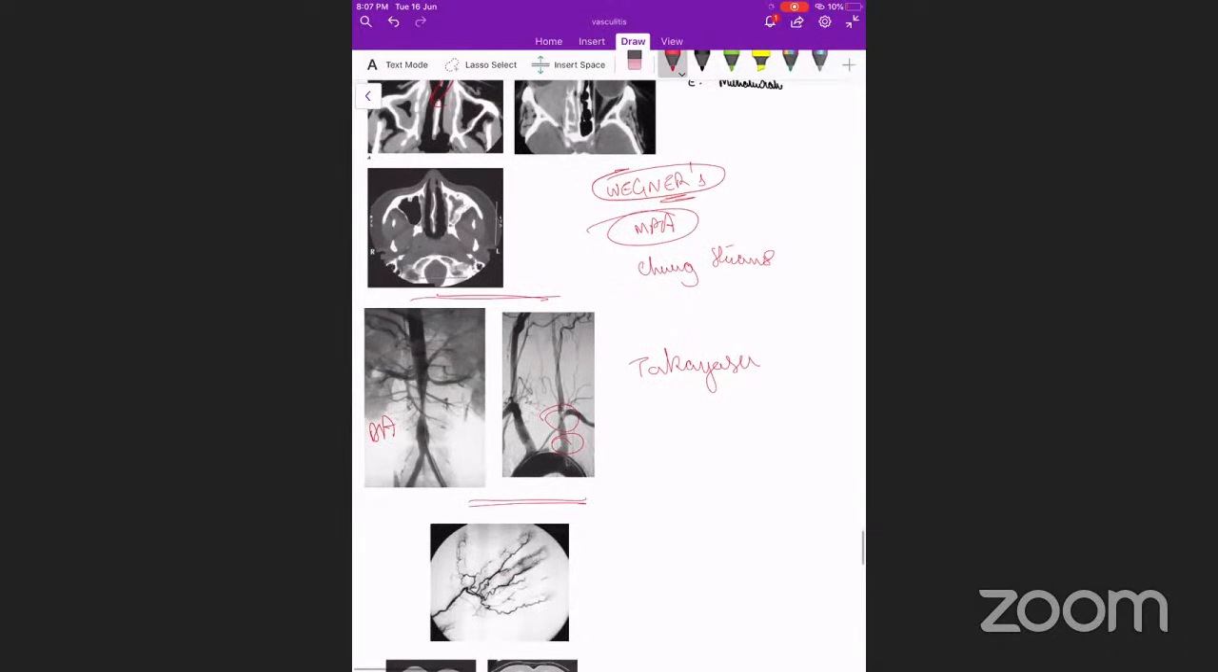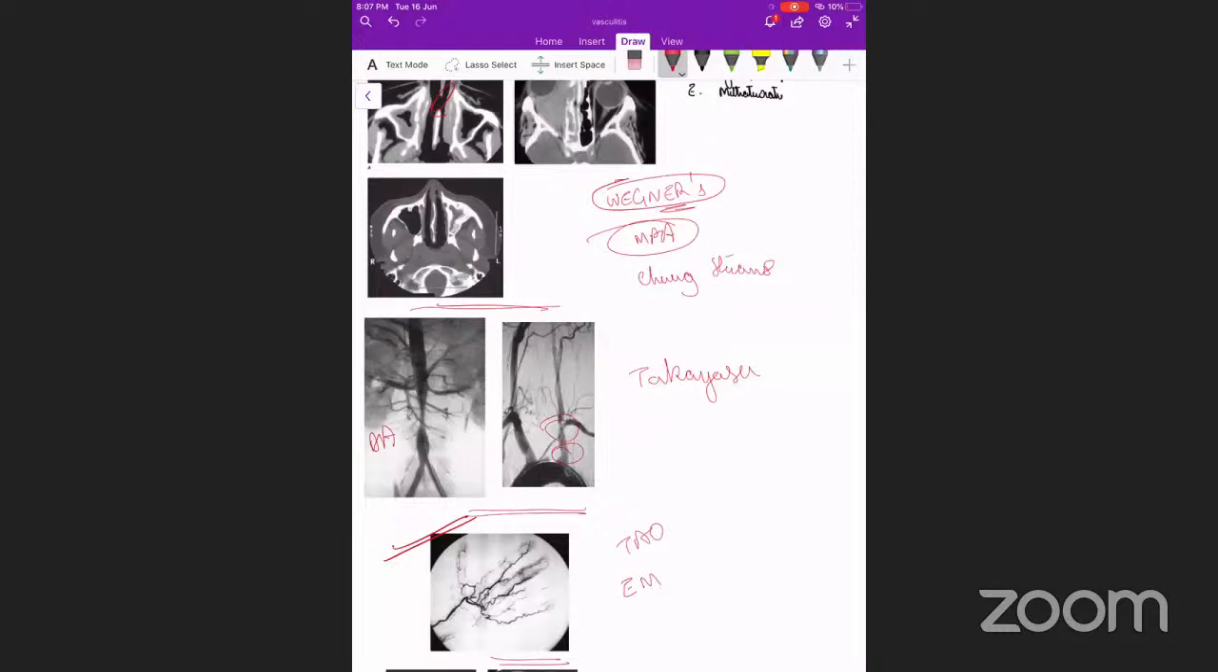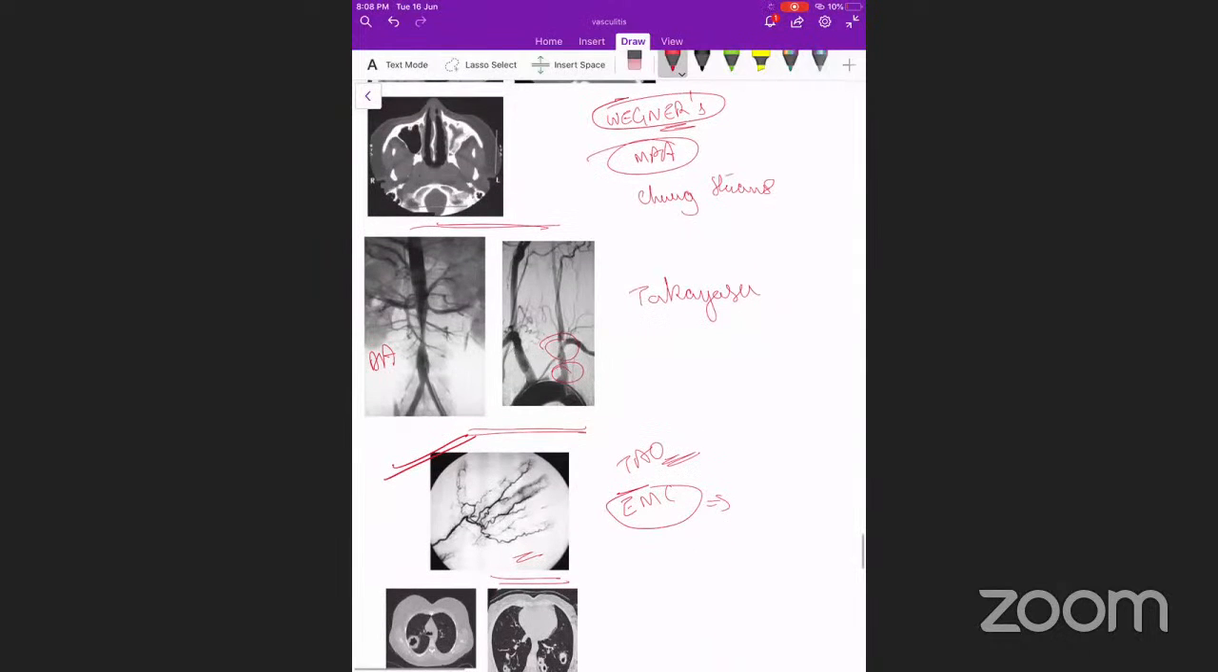So let's see this one. What is this? What can you think of in this? Thromboangiitis obliterans. Yeah, okay, fine. Anything else? Yes, one more is cryo, essential mixed cryoglobulinemia. Cryoglobulins precipitate in the distal parts because the temperature is less. This one and thromboangiitis obliterans have a predilection to involve the peripheral vessels.